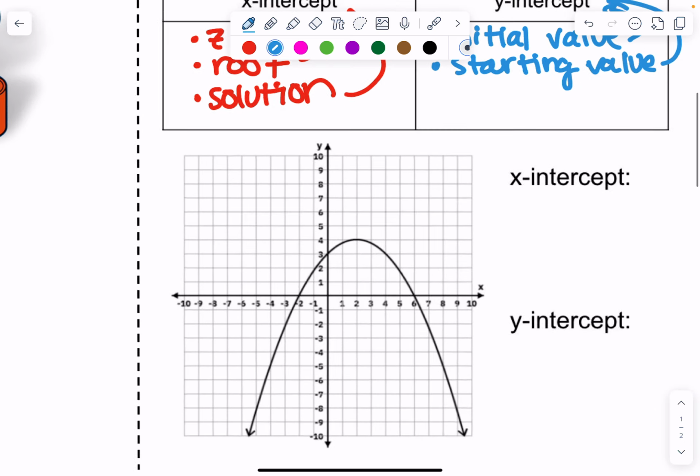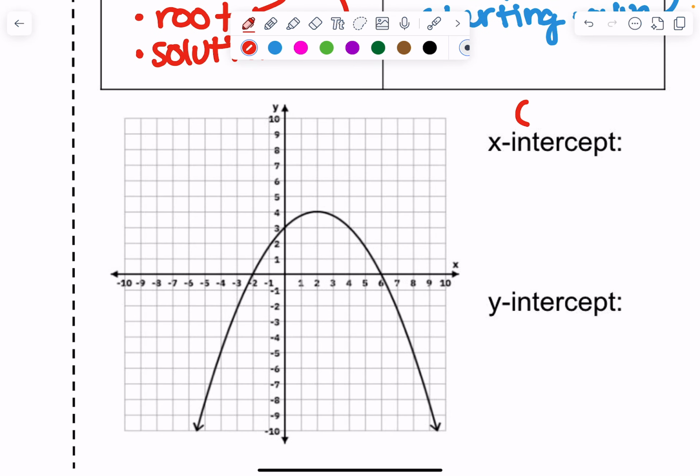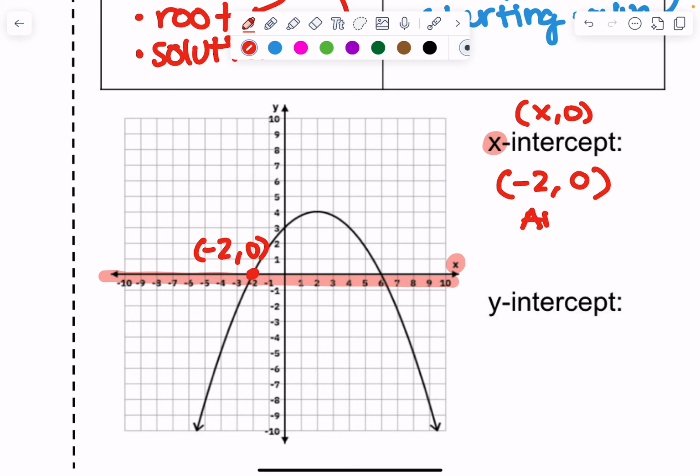So if I look at my graph down here, I know I have x-intercept. That's always x, comma, 0. I find the x-intercept on the x line. So I'm going to look here. I touch the x at -2, 0. So that's one of my x-intercepts. And I touch at 6, 0. So we touch the x-axis twice. So that means we have two x-intercepts.